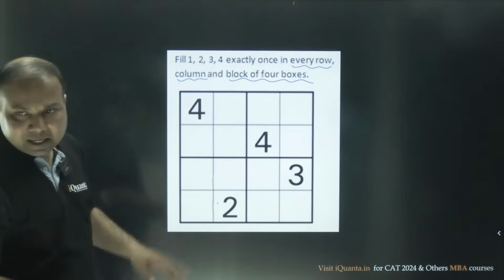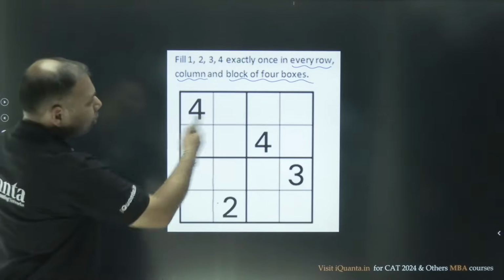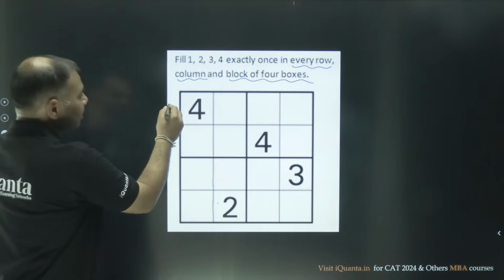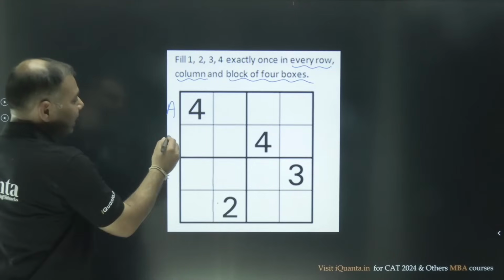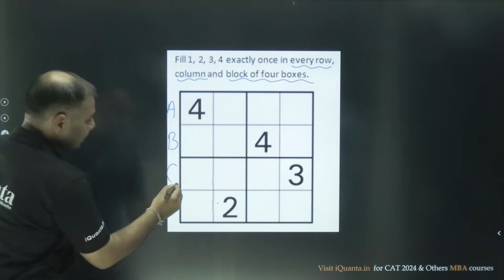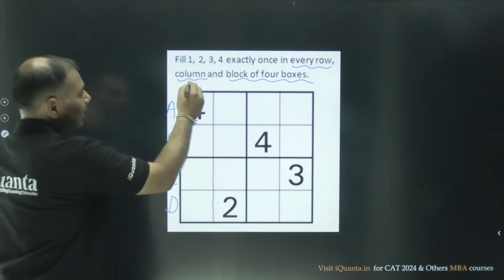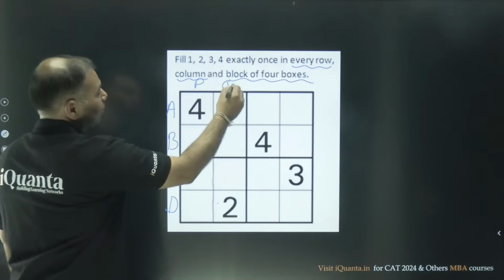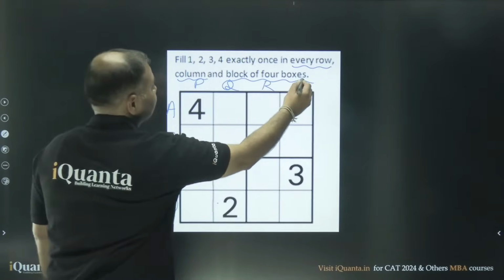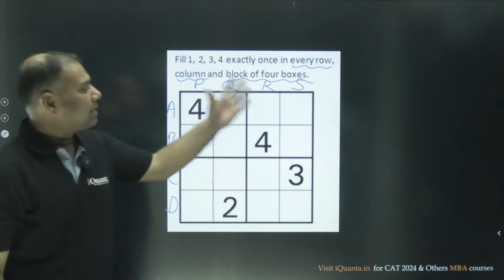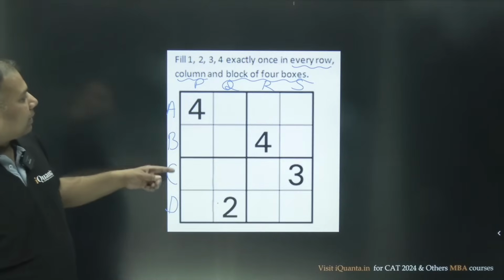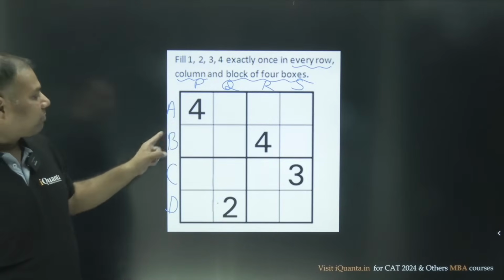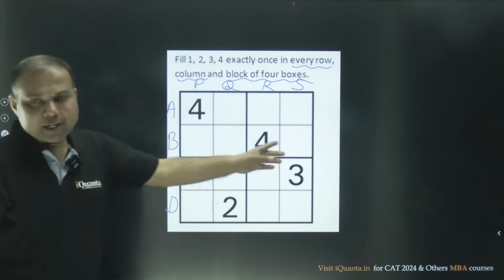So to discuss, I'm naming all these boxes. I'm putting some letters here. Let's call them A, B, C, D, and let's call the others P, Q, R, S. Okay, so I've named all the cells now. This cell will be known as AP, this will be BP, CP, and so on.